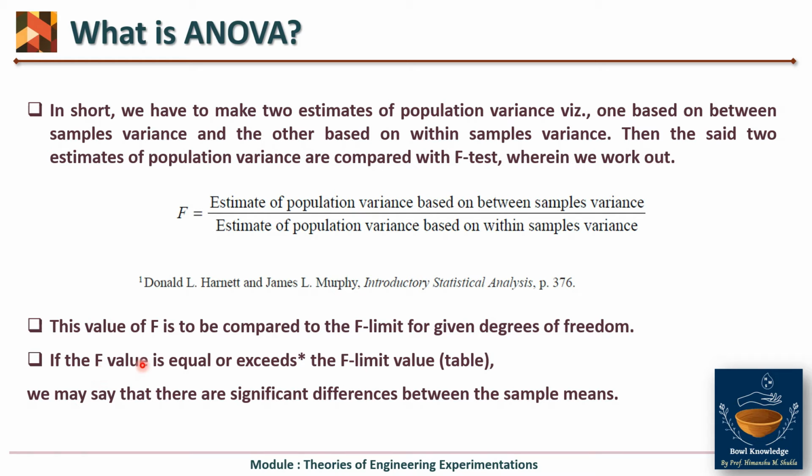So if the F value, that is calculated F value, is equal or exceeds the F limit value, we may say that there is significant difference between the sample means. So this is basically our alternative hypothesis. So ये F की value को हम जो टेबल की वैल्यू के साथ कंपेयर करेंगे, that will give us the basis to accept or reject any of my hypothesis statement.